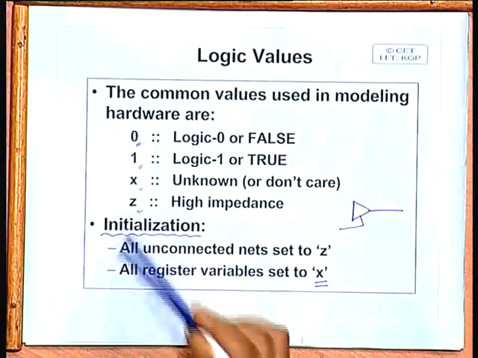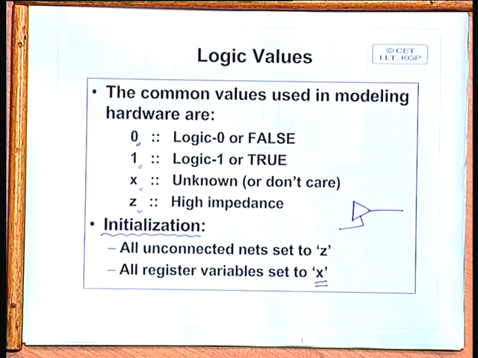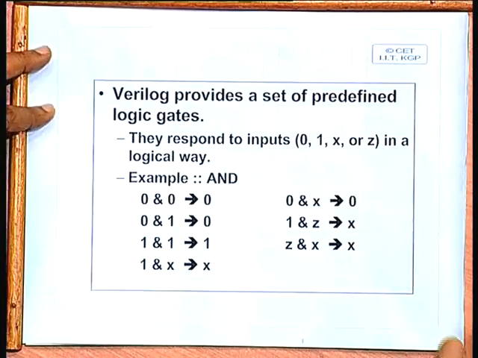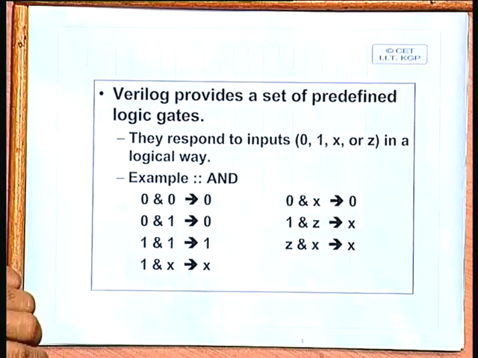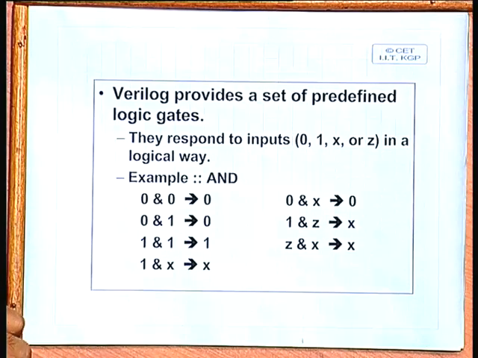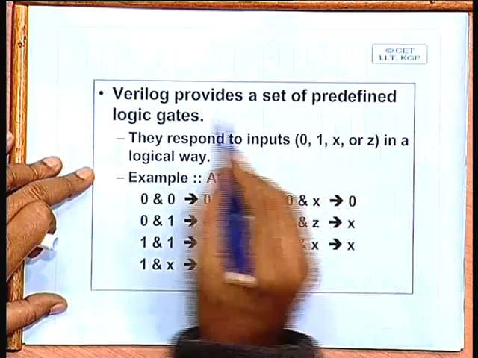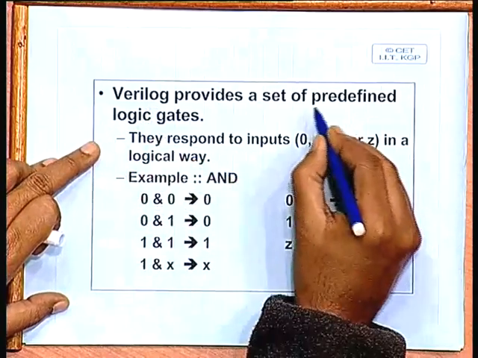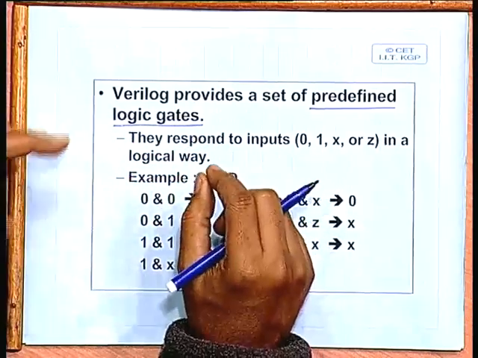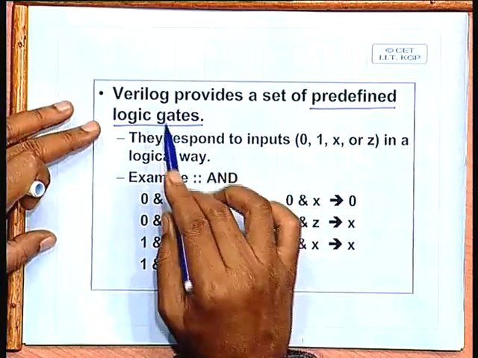And corresponding to these 4 logic values, Verilog provides a set of predefined logic gates: and, or, not, XOR, etc. So, we will see the list of gates, but the first thing we understand is that Verilog as a language provides these predefined logic gates as the basic primitive. It is not something which you are adding to the feature of the language, unlike VHDL. VHDL does not have any predefined logic gate by default, but Verilog has.